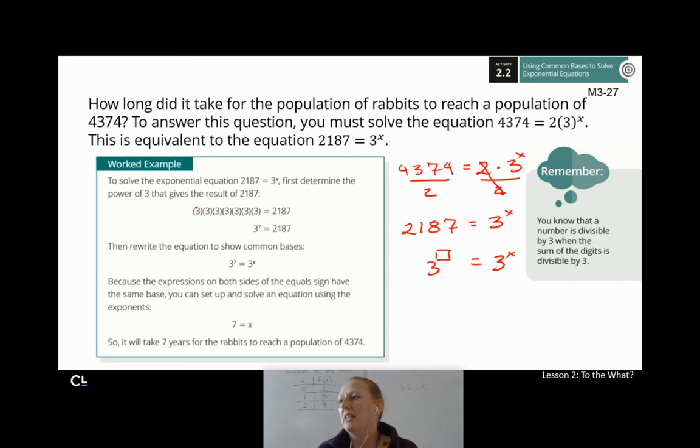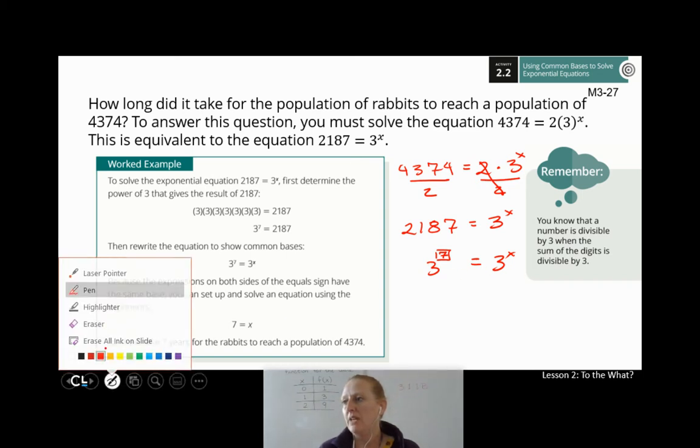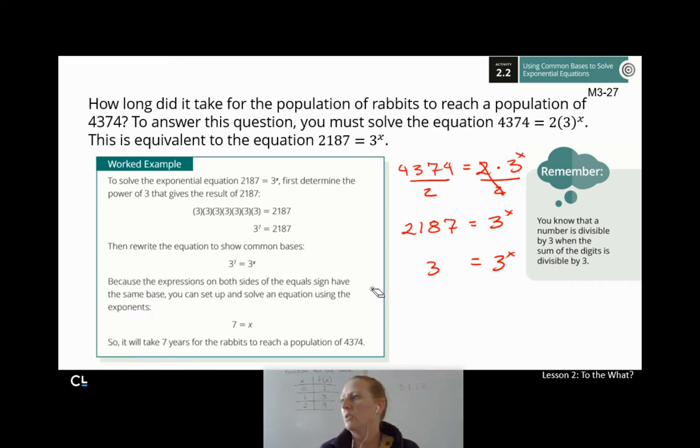I realized that if I did 3 times 3 times 3 times 3 times 3 times 3 times 3, then I would get 2,187. So I realized that this is 3 to the 7th power would equal 3 to the x power. Well, because I have the same base on both sides, in fact, I'm going to write that a little better. Hang on, I'll just clean that up just a little bit.